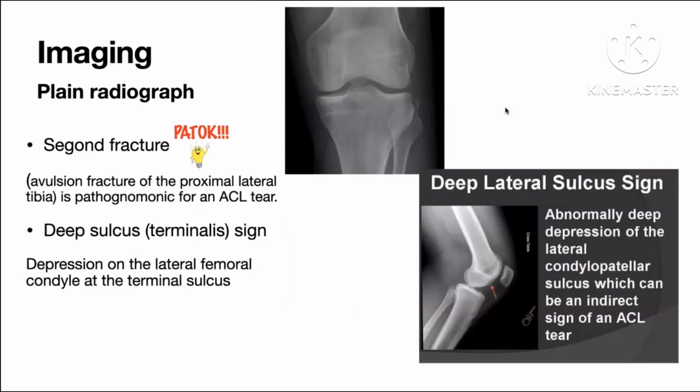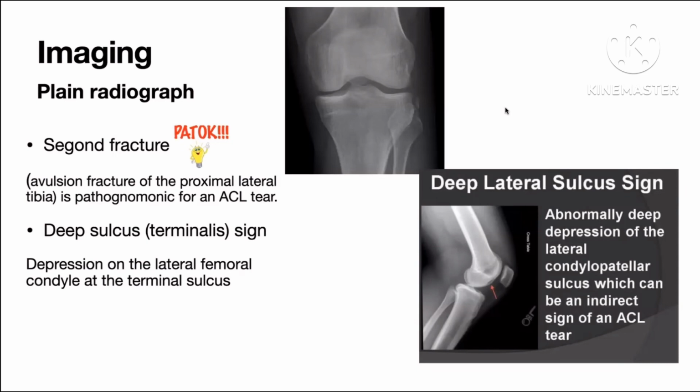So imaging. Second fracture, this will again represent a bony avulsion of the ALL and is associated with 75 to 100% ACL tear. It is an avulsion of the proximal lateral tibia and is pathognomonic for an ACL tear.